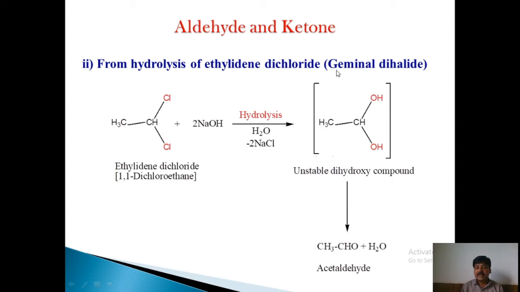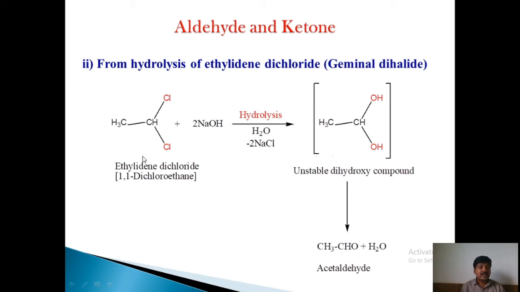Then second one, from hydrolysis of ethylene dichloride. Ethylene dichloride is an example of geminal dihalide. Then what is geminal dihalide? Geminal dihalide means both halogens are on the same carbon atom. It is called geminal dihalide. I repeat it: both halogens on the same carbon atom is called geminal dihalide. After that, what is hydrolysis? Hydrolysis means the splitting of water molecule into H plus ion and OH minus ions, and they take part in a reaction. It's called hydrolysis.